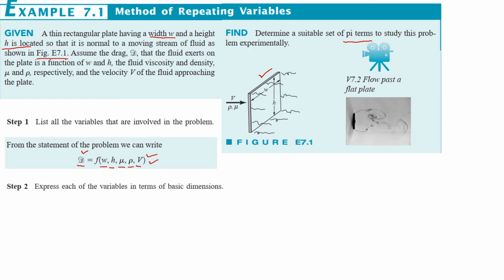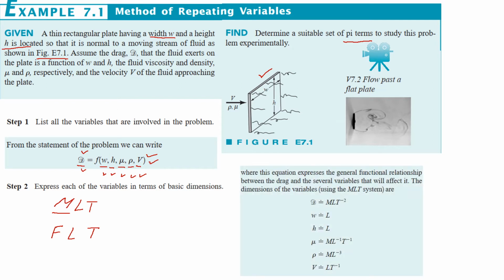So step 2 is to express each variable in terms of its basic dimensions, and as you remember, we can have 2 systems of basic dimensions. One can be the mass, length, time system, and instead of mass we can also write force, length, time. So what we are required to do now is to write the basic dimensions of all these variables that we just defined, and let's do that.